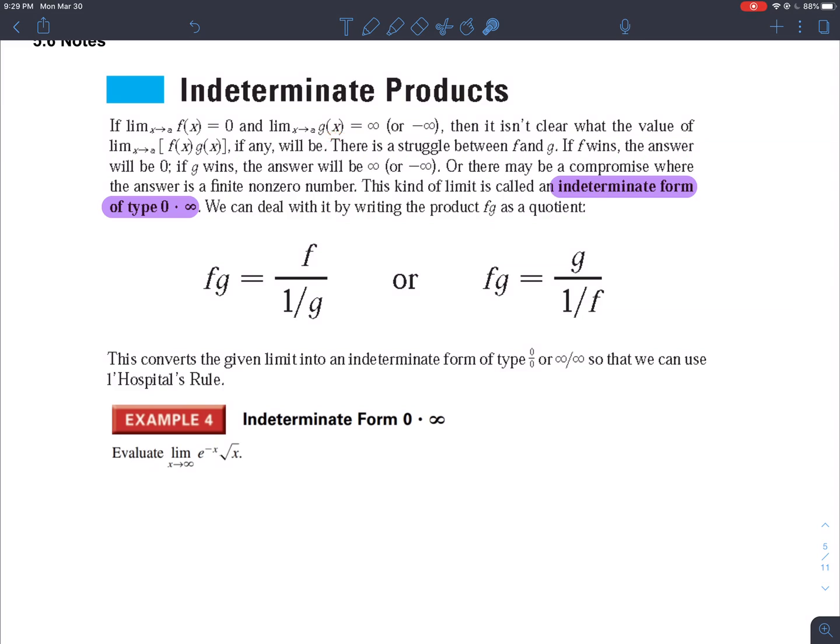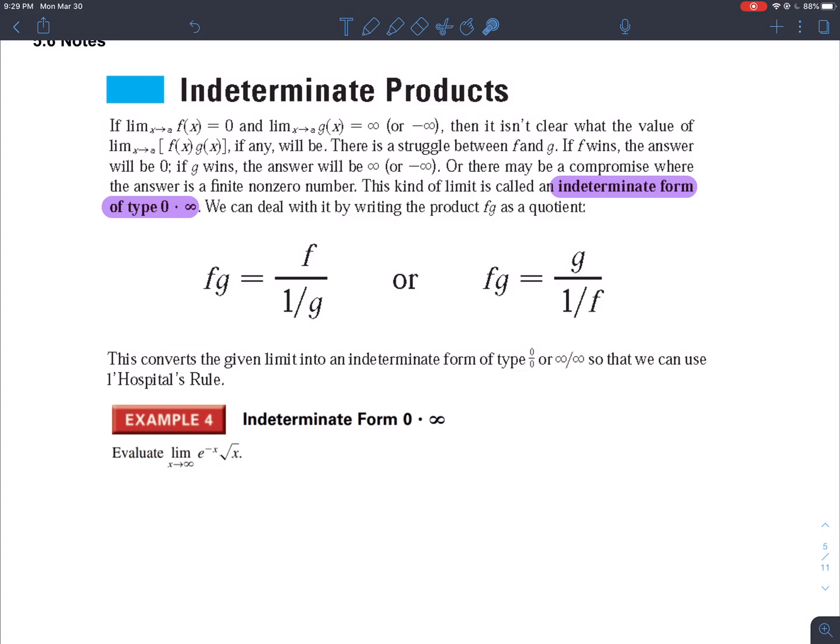So there's not a particularly convincing answer when you have this struggle, if you would. And the truth may be that sometimes there might be a compromise where the answer is not 0 or infinity, but some finite non-zero number. So we call this the indeterminate form of type 0 times infinity. And we deal with it with a pretty simple algebraic strategy.